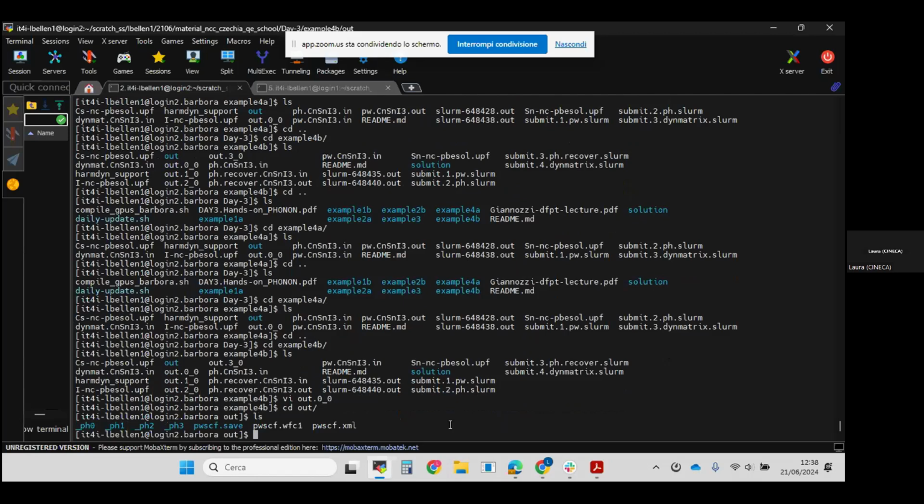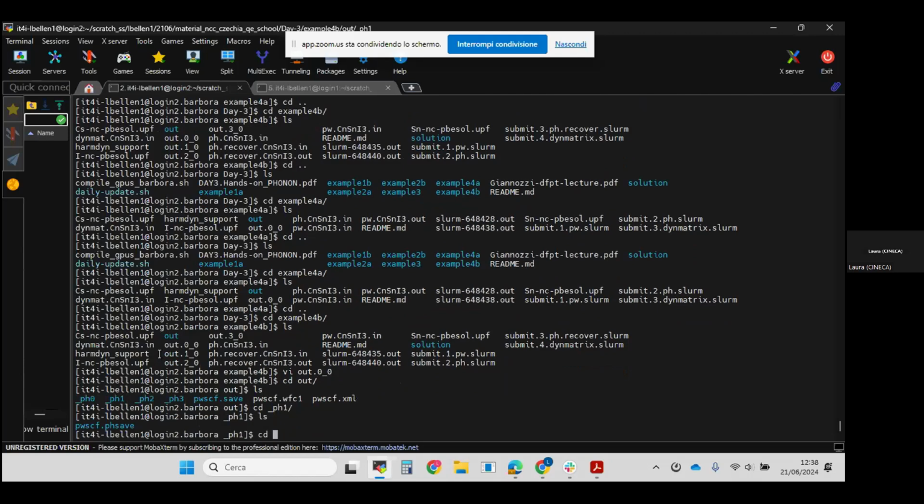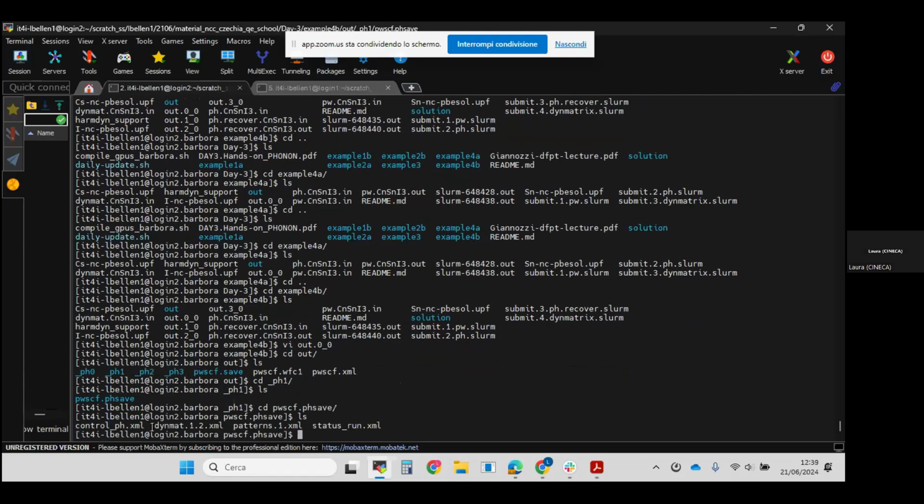Indeed, inside out, you see that each image has its own directory, and inside each one of these directories, there is an XML file which stores its contribution to the dynamical matrix for that Q point. This first index stands for the Q point. Here we are computing only one Q point, so Q point number 1, which is 0, 0, 0, and 2 refers instead to the irreducible representation.